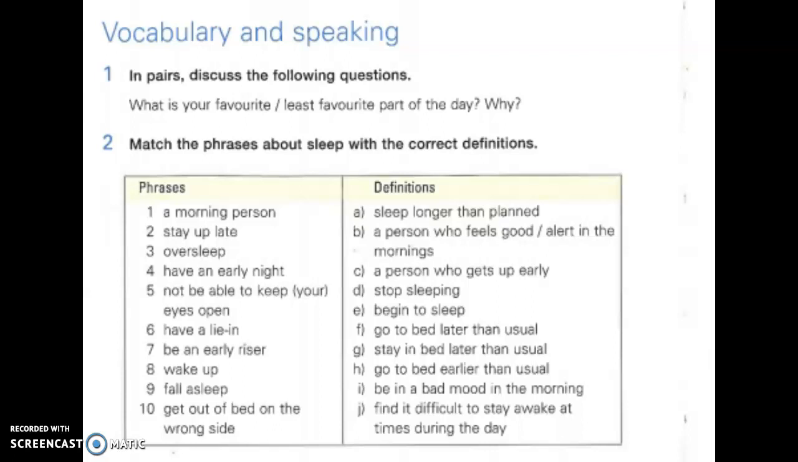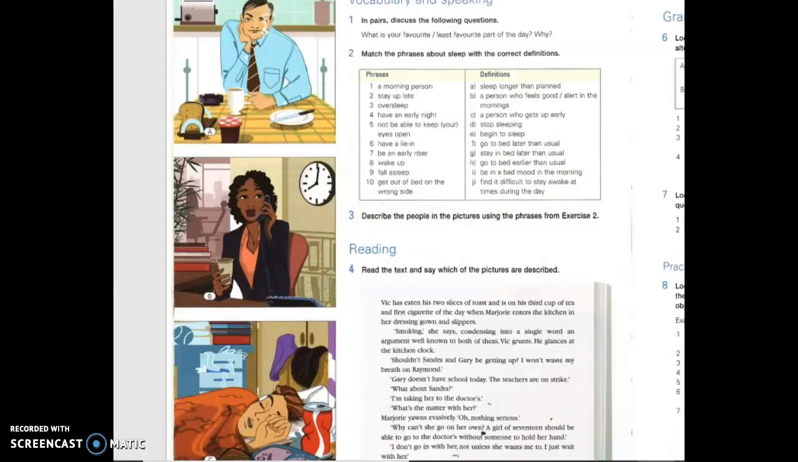As a little bit of practice in using these phrases, exercise 3 asks the students to describe the people in the 3 pictures on the left using some of these new phrases from exercise 2. So that's quite a nice activity. So all in all, that vocabulary activity is really useful.